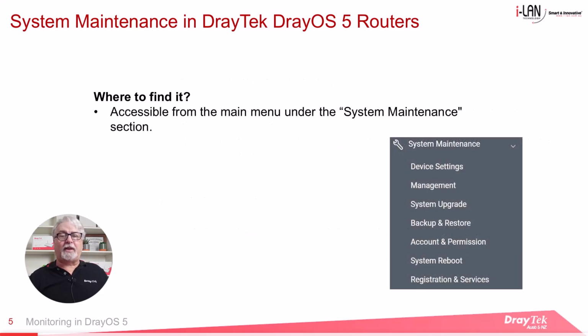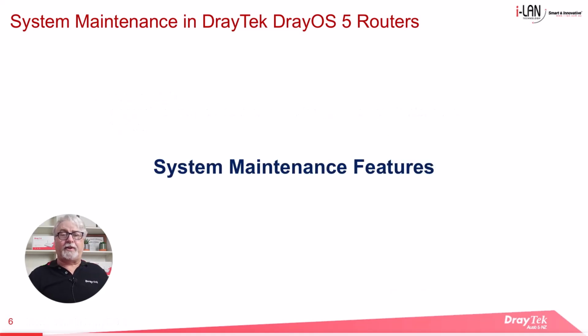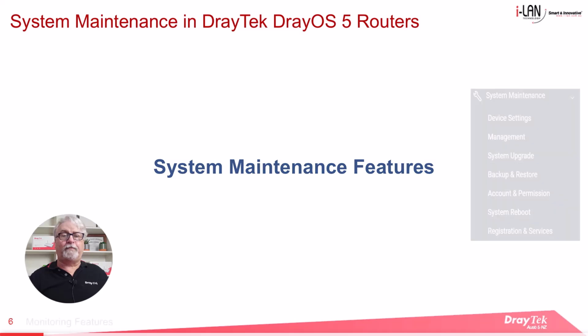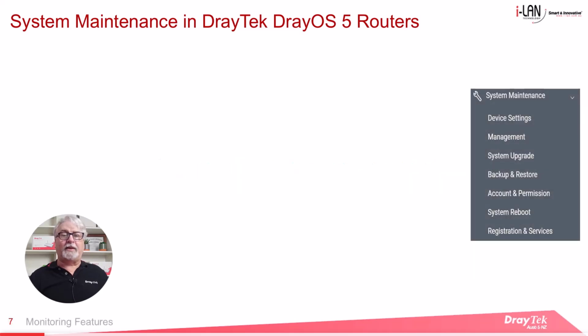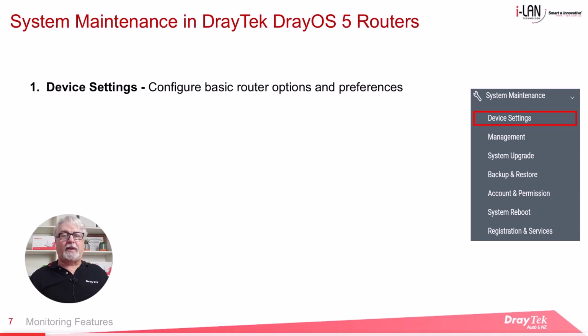The System Maintenance section is found towards the bottom of the router's main menu page. From here you'll see all the available maintenance tools grouped for convenience. Let's now quickly look at those features. So under the System Maintenance heading you'll find Device Settings. This is where the basic setup and behaviour of the router can be configured.